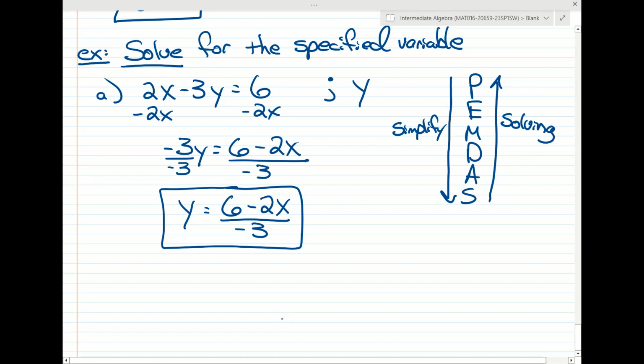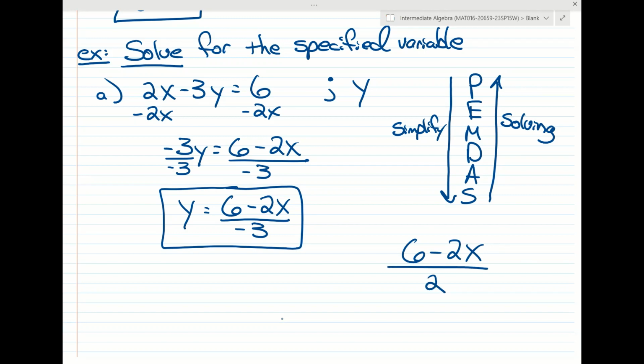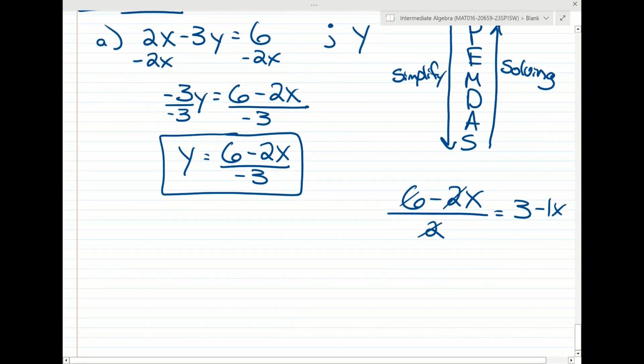This is a separate question, not related, but say if you had 6 minus 2x divided by 2, you're allowed to say, okay, 2 goes into 6 3 times, 2 goes into 2 once. You see what I did there? I divided everything on top by 2. You can't just divide something by 2 and not everything. Does that make sense? Okay.